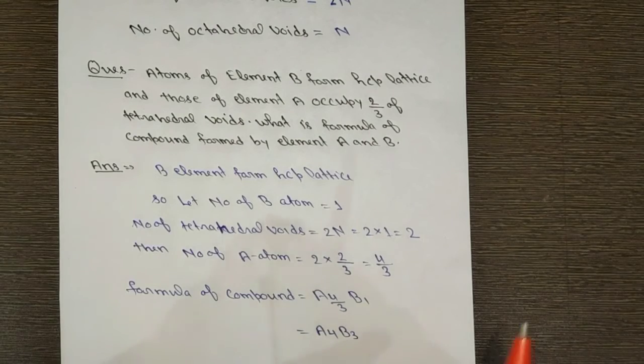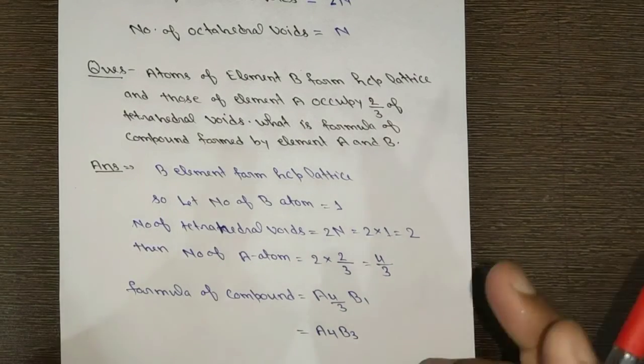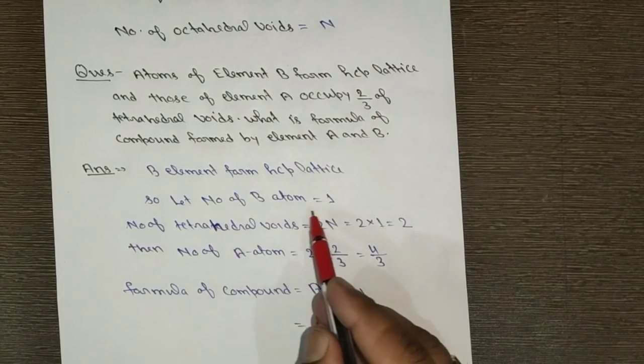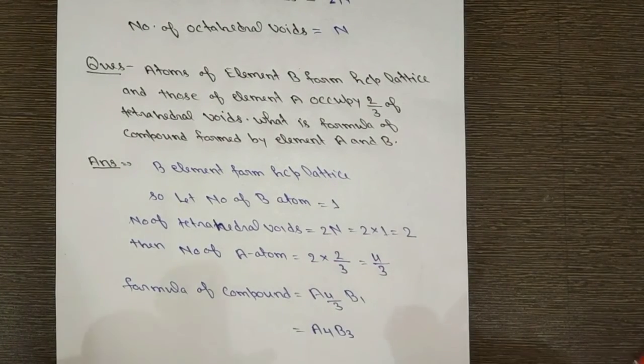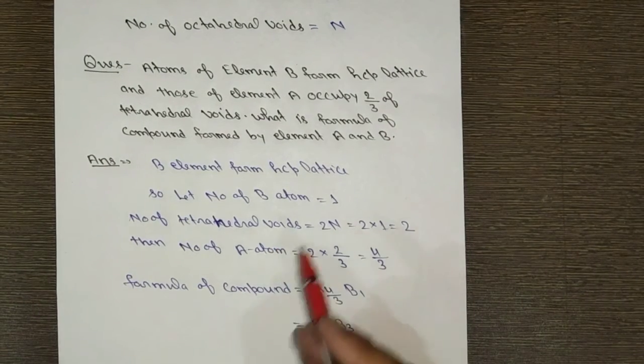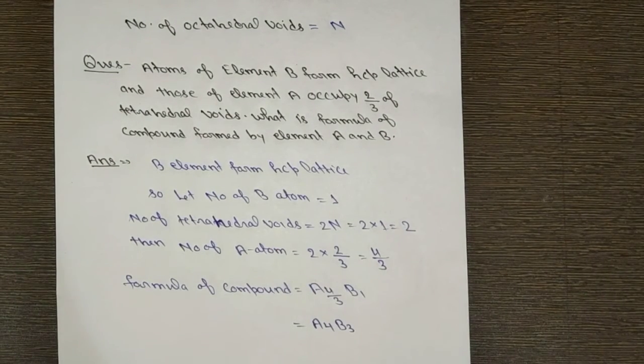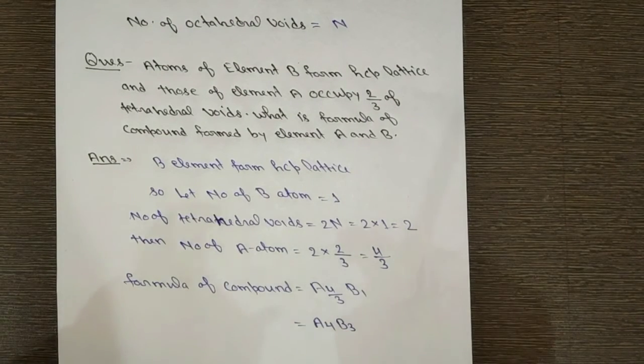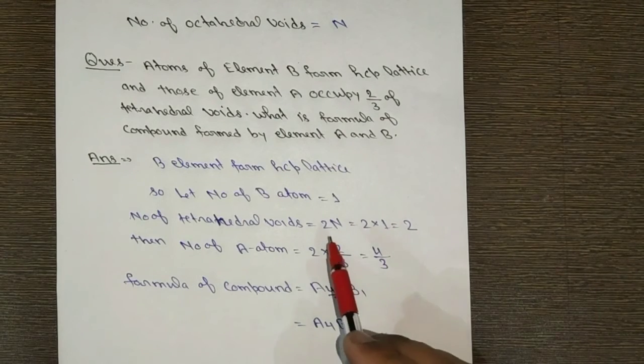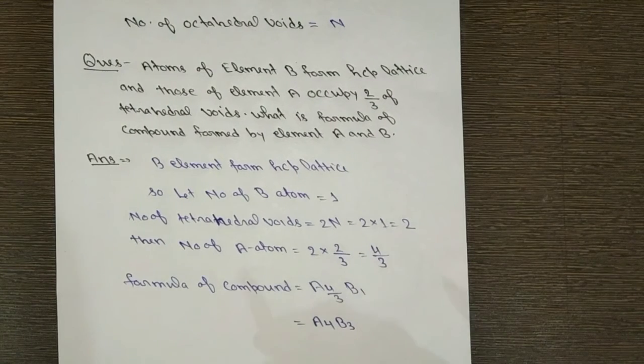Then we consider the number of B atoms to be 1. So let the number of B atoms equal 1. Then we calculate the number of tetrahedral voids. Number of tetrahedral voids equals 2n according to the formula, where n equals 1. Why n equals 1? Because atom B forms the HCP lattice and we consider the number of B atoms to be 1. Then the number of tetrahedral voids equals 2 into 1, equals 2.